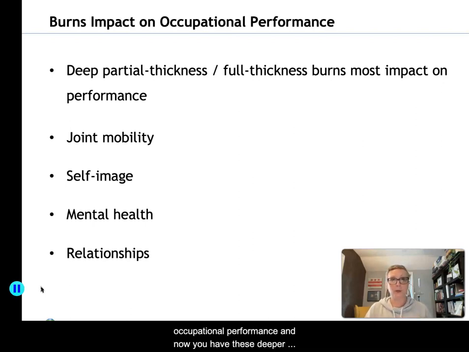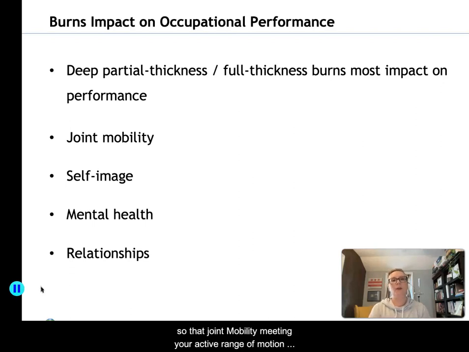And now you have these deeper burns, deep partial thickness, full thickness. If you don't understand what that terminology is, make sure you go back and do your readings. These ones have the most impact on occupational performance. And we say that because these ones go deeper. Oftentimes they're a larger part of the body, there's more surface area that's impacted, and there's increased risk of contractures, and so on. So these deeper burns, they impact joint mobility.